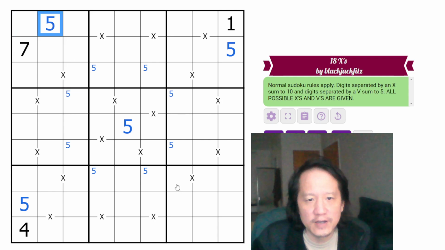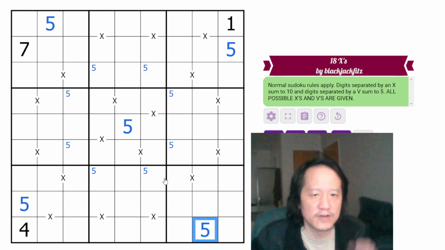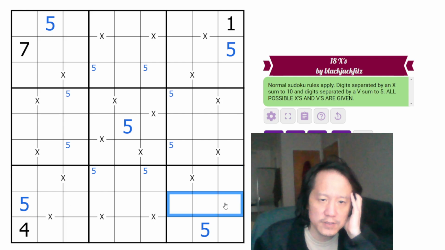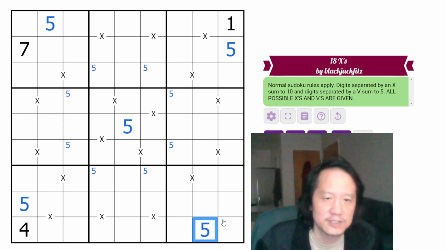So this is a 5, and similarly, this is a 5, right? Because these two cells see these three cells. This one eliminates 5 from this cell, these two eliminate 5 from that cell, and this 5 eliminates 5 from that cell. So this has to be a 5.